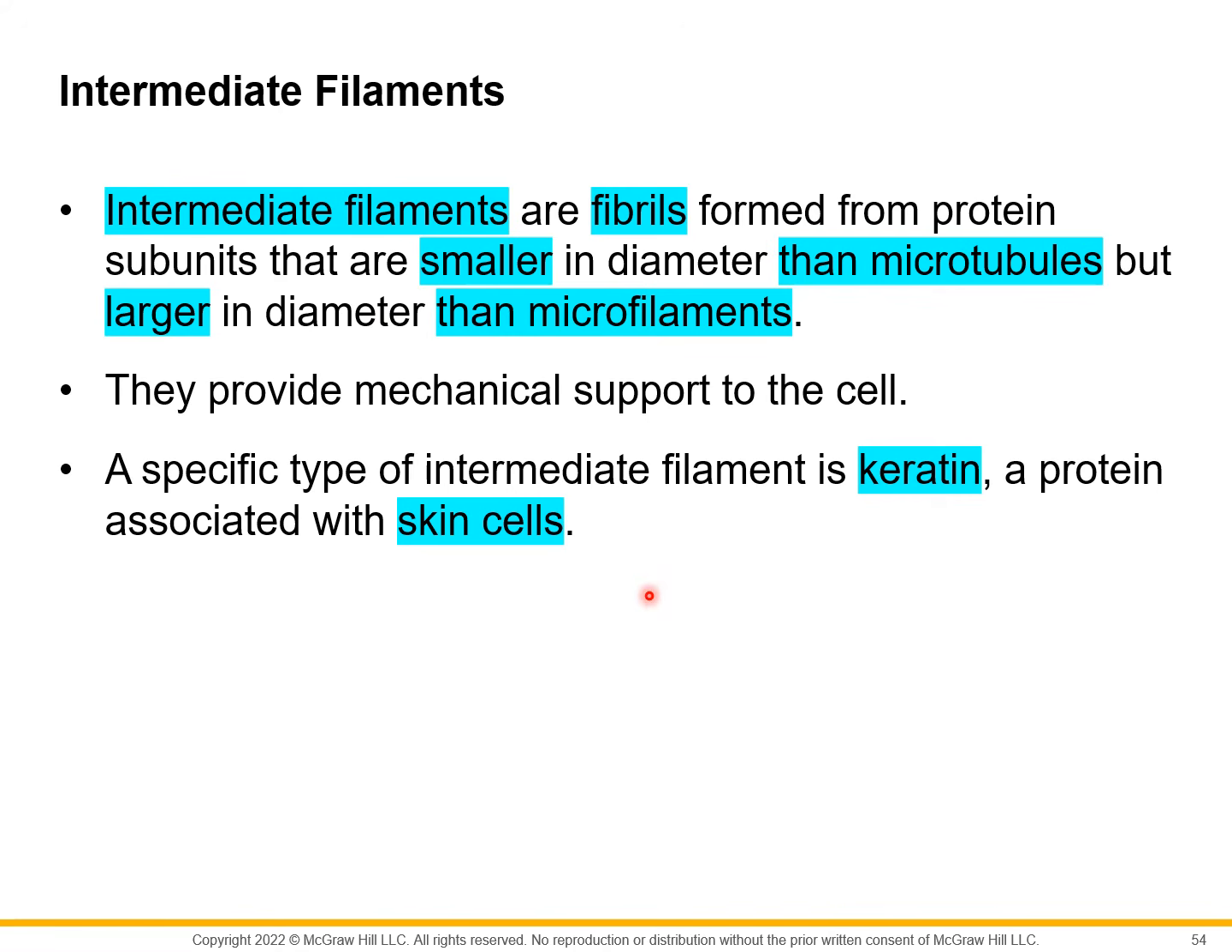And listed here is a specific area wherein we would find an example of an intermediate filament. So a specific type of intermediate filament is keratin. Keratin is a protein associated with skin cells. So hindi muna natin na-explain yung main functions ng keratin. We would get more into that when we talk about the integumentary system. But ayun po, just understand for now that keratin is actually made up of intermediate filaments.